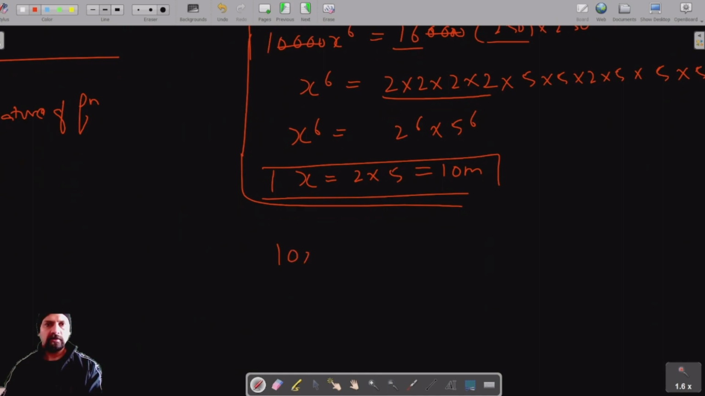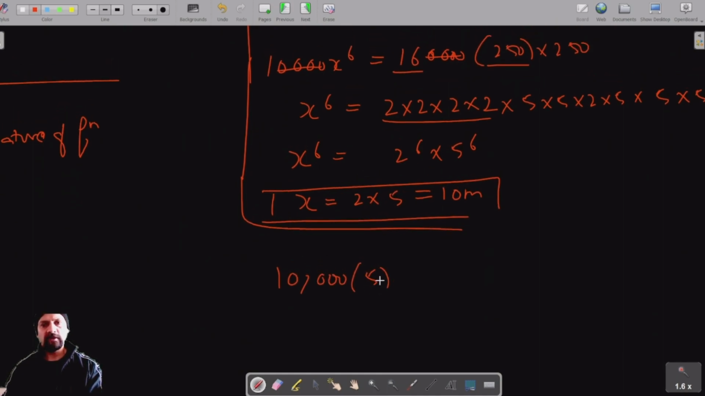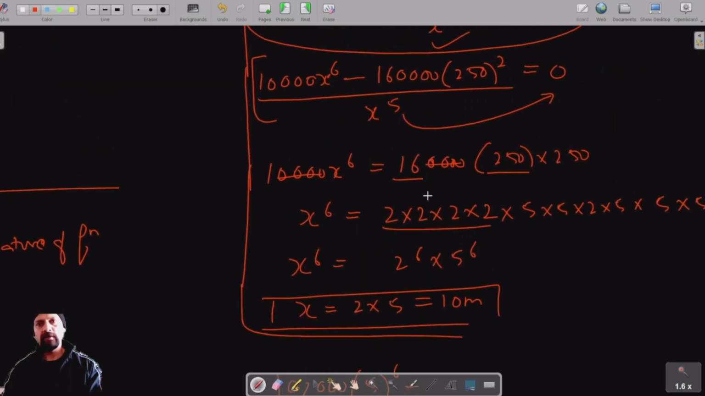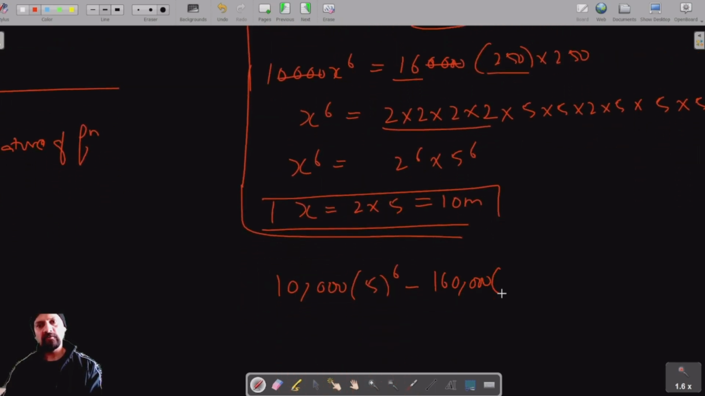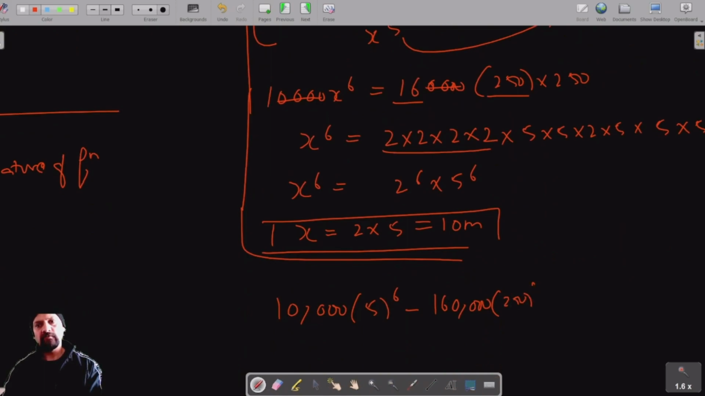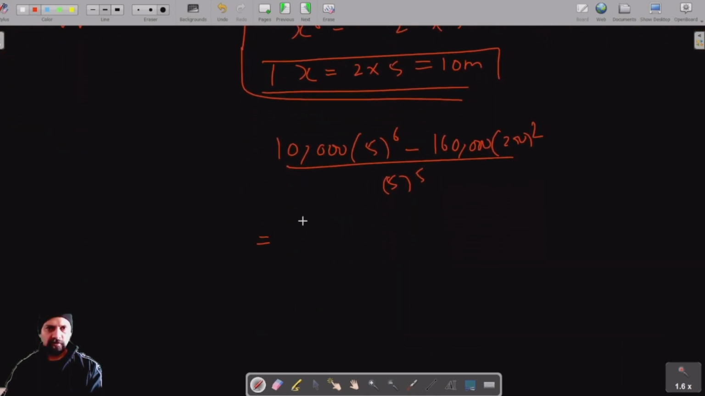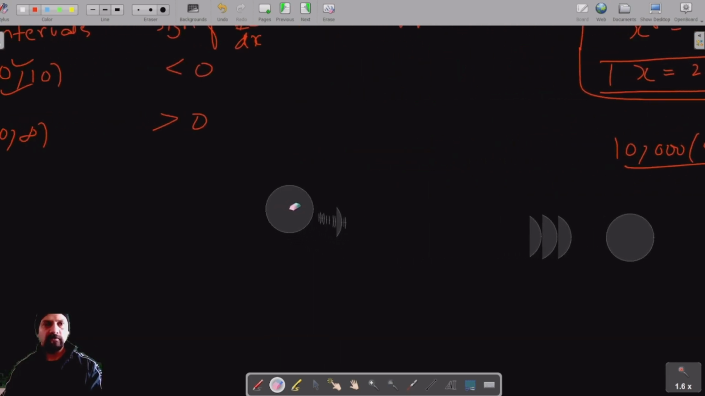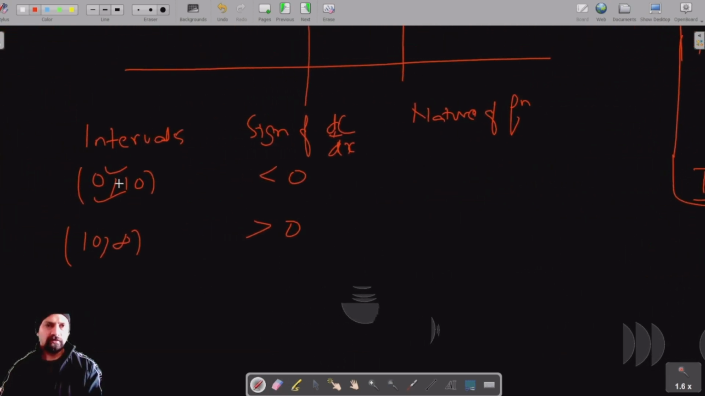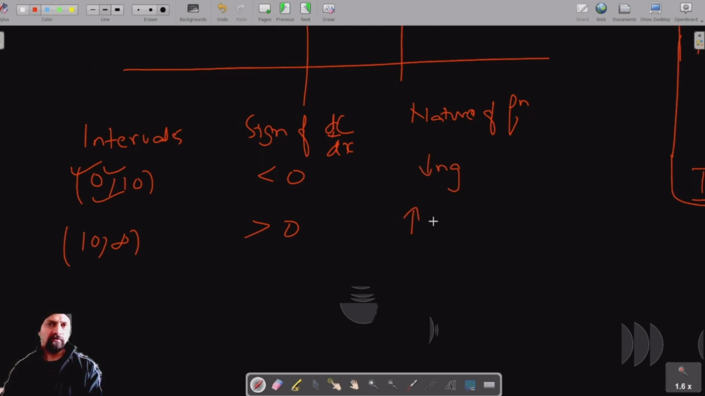This is now 10,000 into x, with x is 5 raised to the power 6, minus 1,60,000 into 250 square upon this is 5 raised to the power 5. So this is 10,000 into 5 raised to the power 6. And so this value is greater than 0, so this value will be negative. So the nature of the function for 0 to 10 is decreasing, and it's increasing when 10 to infinity.